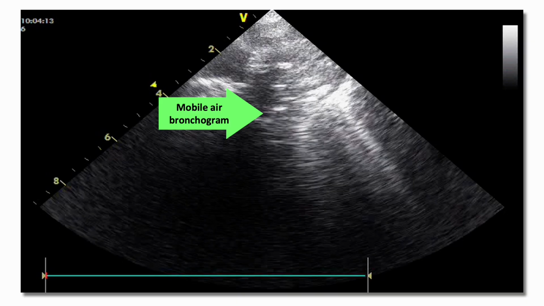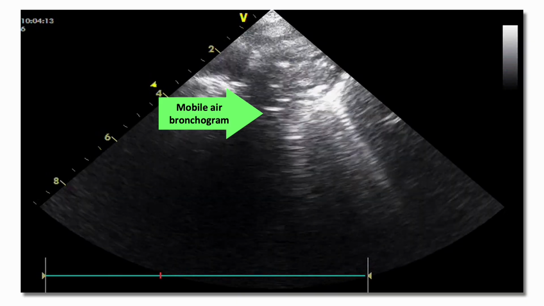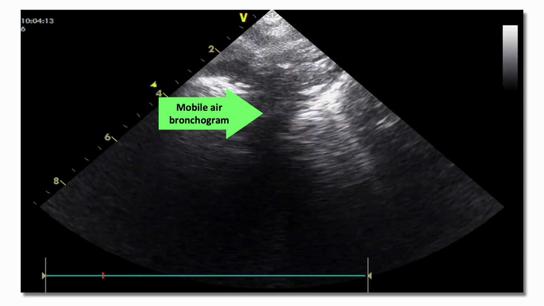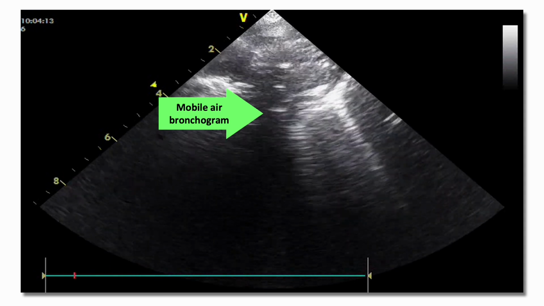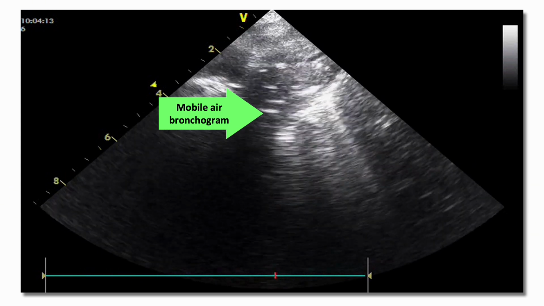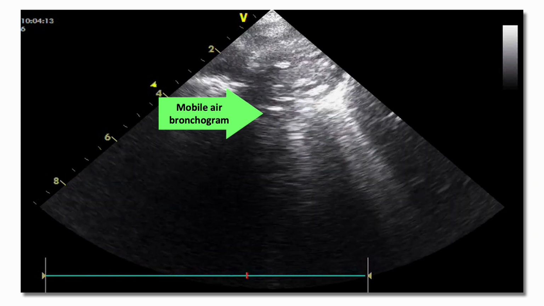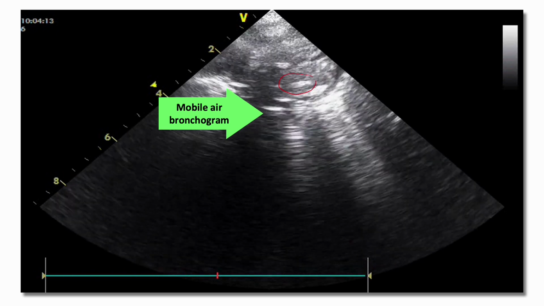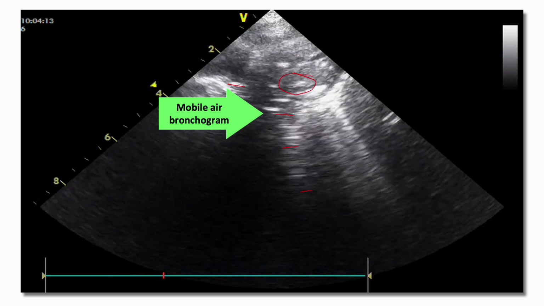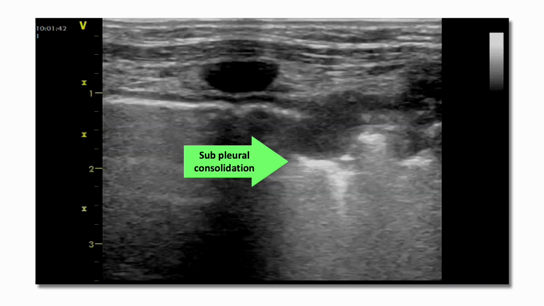Dynamic air bronchograms are linear hyperechoic lines that are present in the consolidated lung. Dynamic air bronchogram is seen when there is pneumonia, distinguishing it from static air bronchogram that is present in atelectasis. You can see multiple areas over here, over there. Those are mobile air bronchograms.